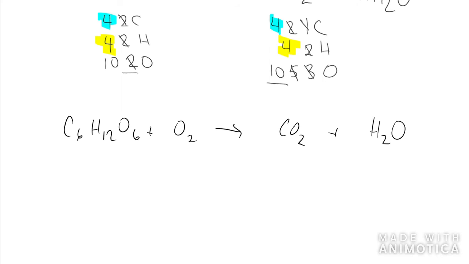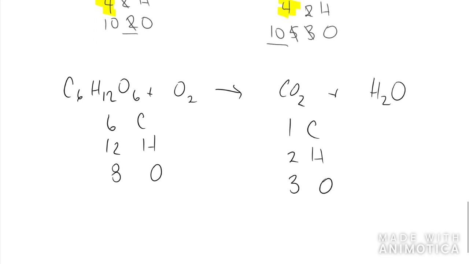So we balance it. We have 6 carbon, 12 hydrogen, and 6 plus 2 gives us 8 oxygen. 1 carbon, 2 hydrogen, 3 oxygen. Okay, so if we have 6 carbon over here, we need 6 over here. 6 times 2 is 12. I have 12 hydrogen over here and only 2 over here.